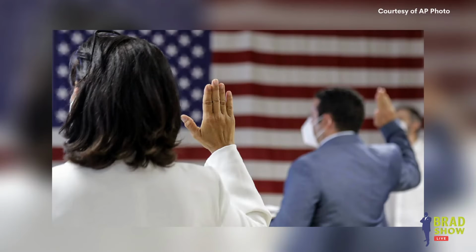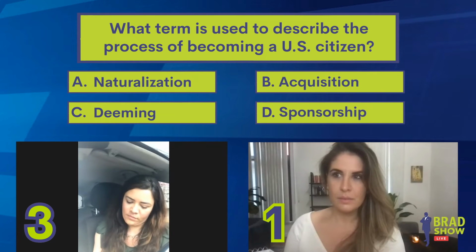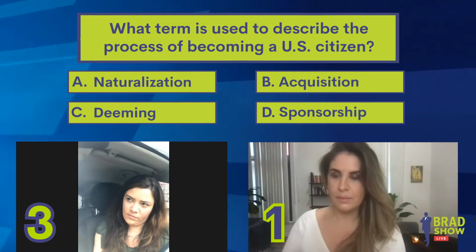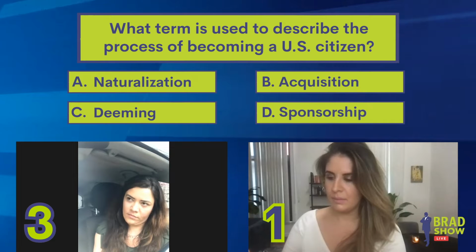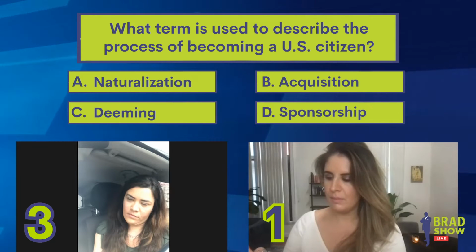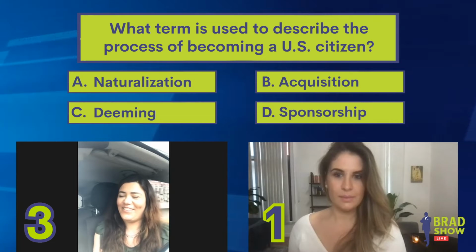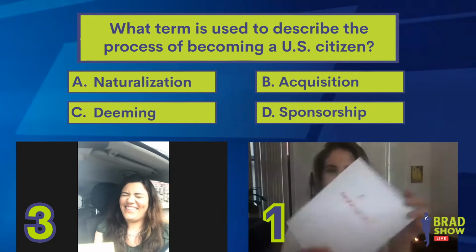All right, number 5. What term is used to describe the process of becoming a United States citizen? Is it A, naturalization, B, acquisition, C, deeming, or D, sponsorship? We ready? 1, 2, 3.